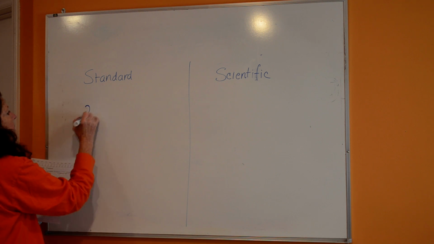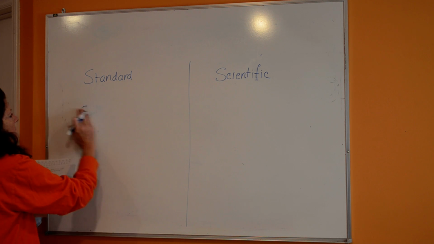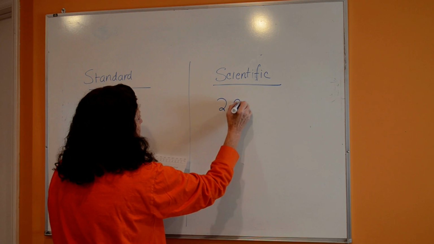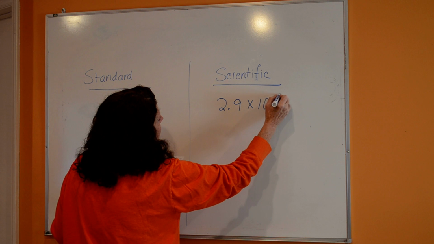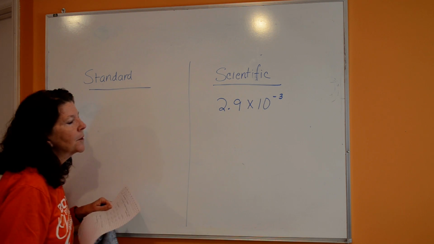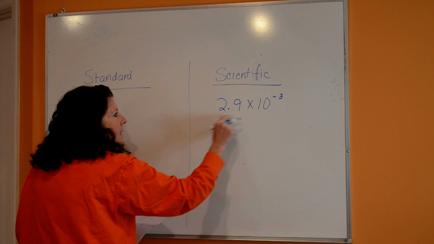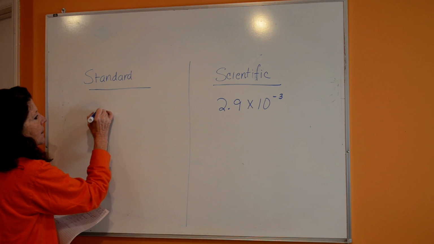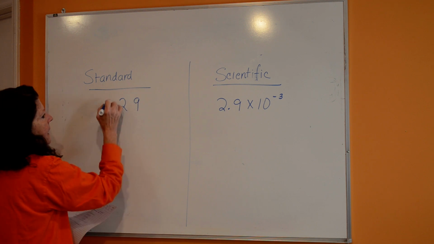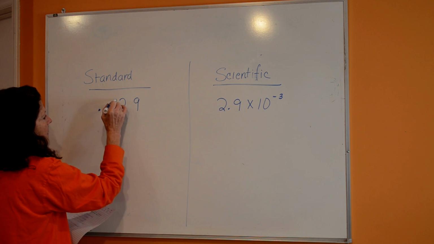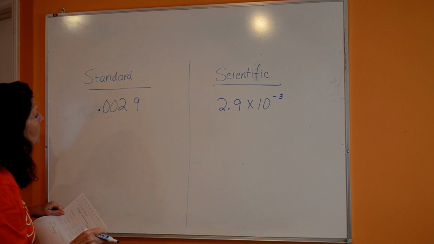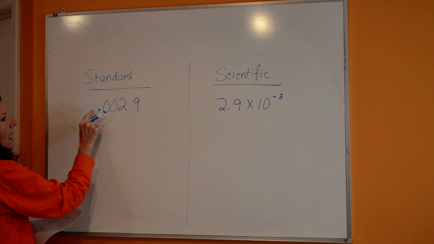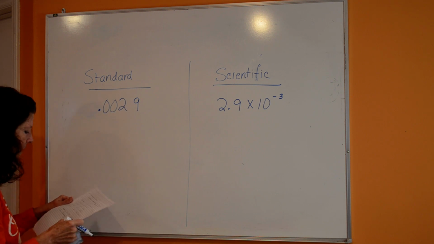So let's say I have, actually let me do that over here. Scientific notation, you have 2.9 times 10 to the negative third. If I have a negative 3, that means I'm going to make this number smaller. So I'm going to move that decimal 3 places to the left. And I'm going to end up having 0.0029 because I've moved it 1, 2, 3. I've got to put the decimal and add the zeros.